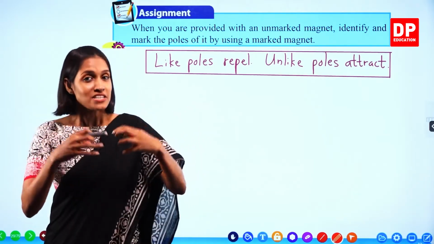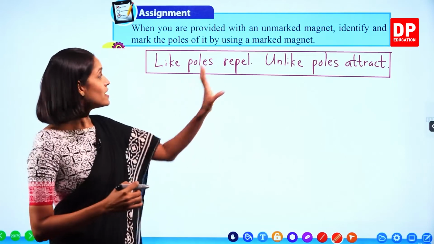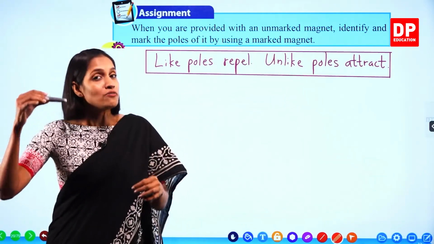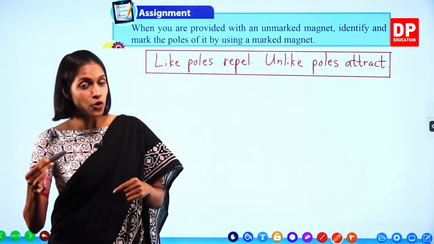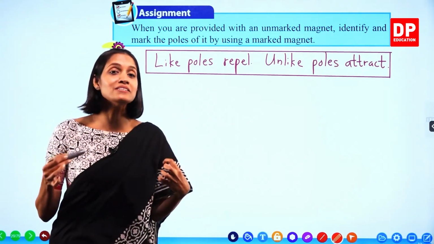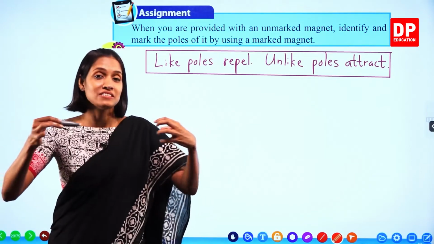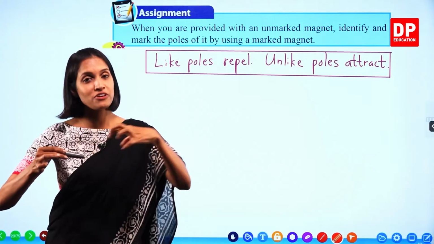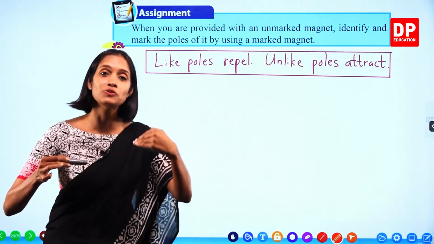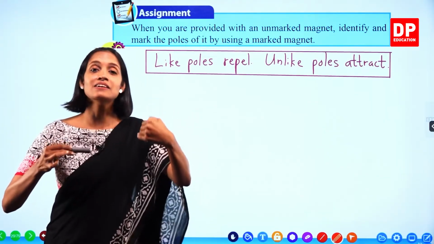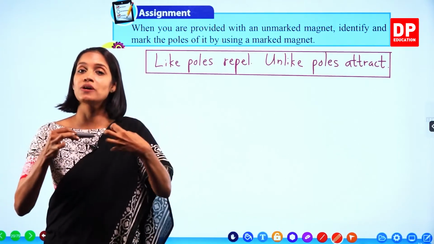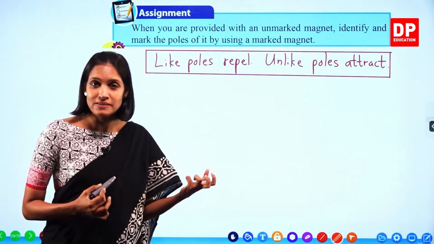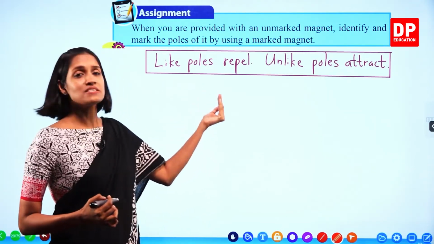If it gets attracted, what will happen? We know that unlike poles always attract. So when we bring the north pole of the known magnet towards the unknown magnet and they get attracted, the side present towards the other magnet is the south pole of the unmarked magnet, right? We are going to do this in the lab as well.